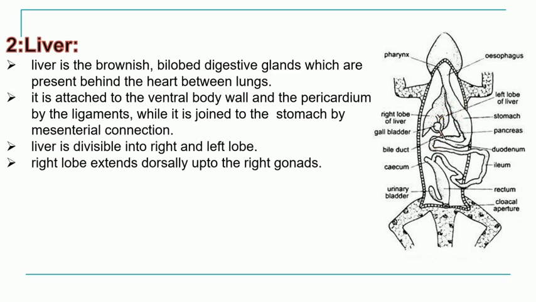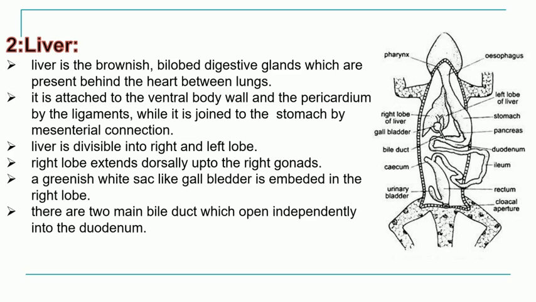As I told you, the liver is divided into two lobes, a right lobe and a left lobe. The right lobe extends dorsally up to the right gonads. If you see near the right lobe, you have a green sac-like structure which is called the gallbladder. So here you have a small sac-like structure present near the right lobe, which is called the gallbladder.